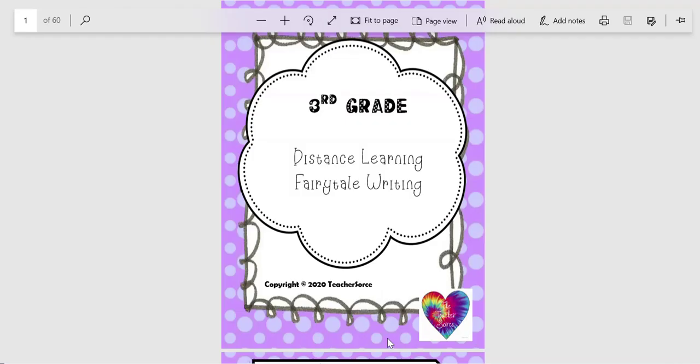Everyone, TeacherSorce here. I wanted to show you my narrative, fairy tale, and opinion writing bundle just to see what's inside and what each of these mini units looks like. It is 3 different 4-week mini units, but they definitely could be elongated depending on your students' progress and how much you want to work on a specific skill.